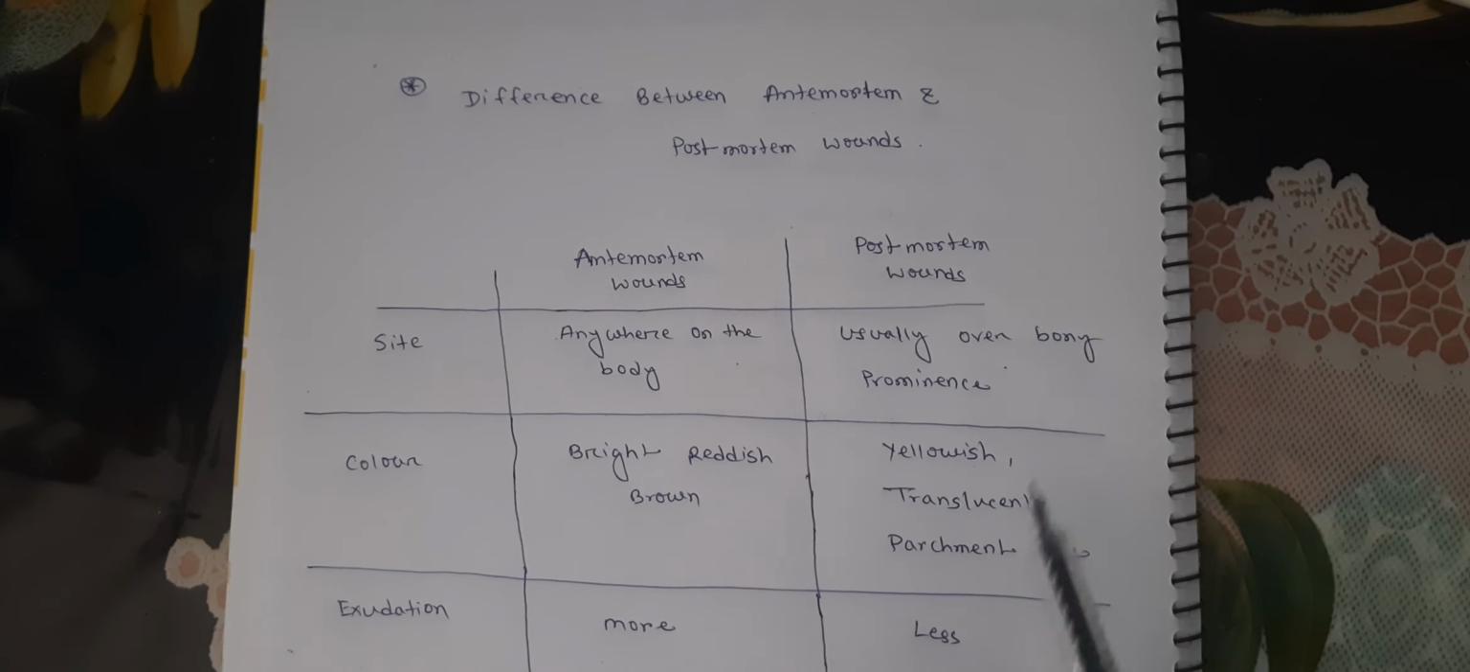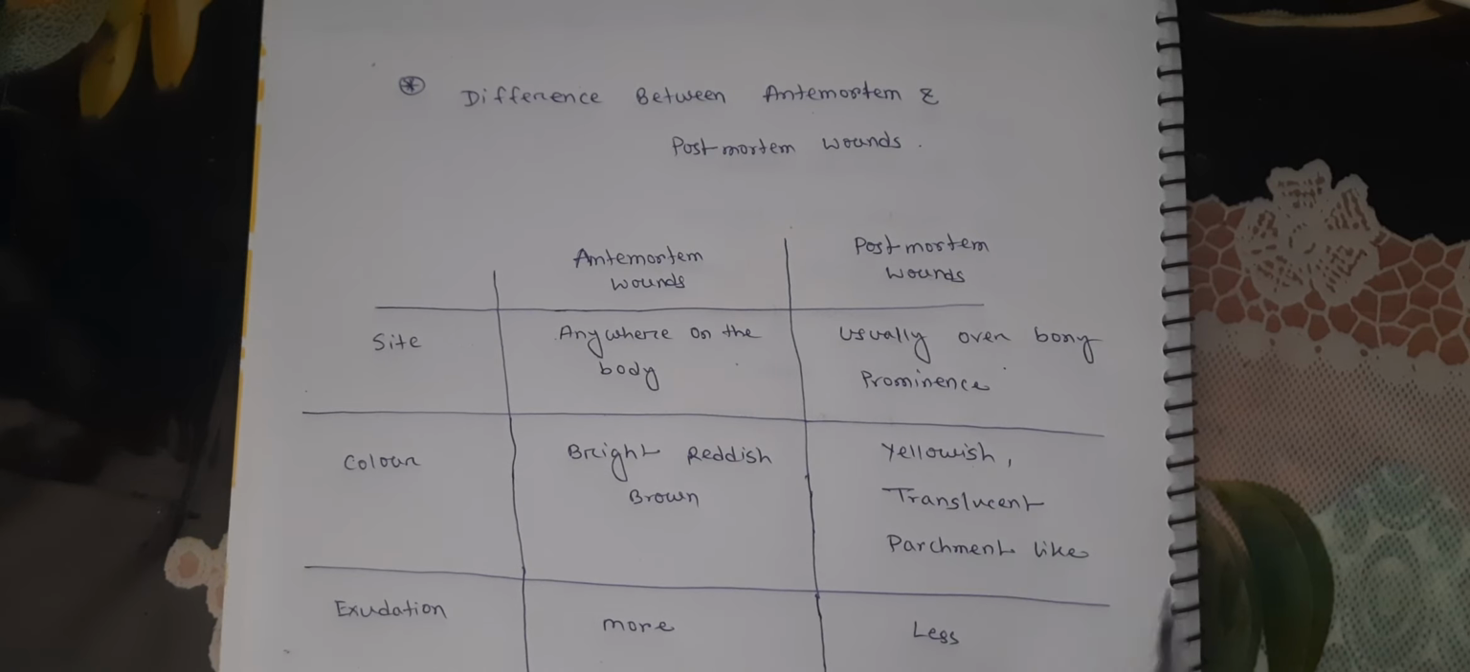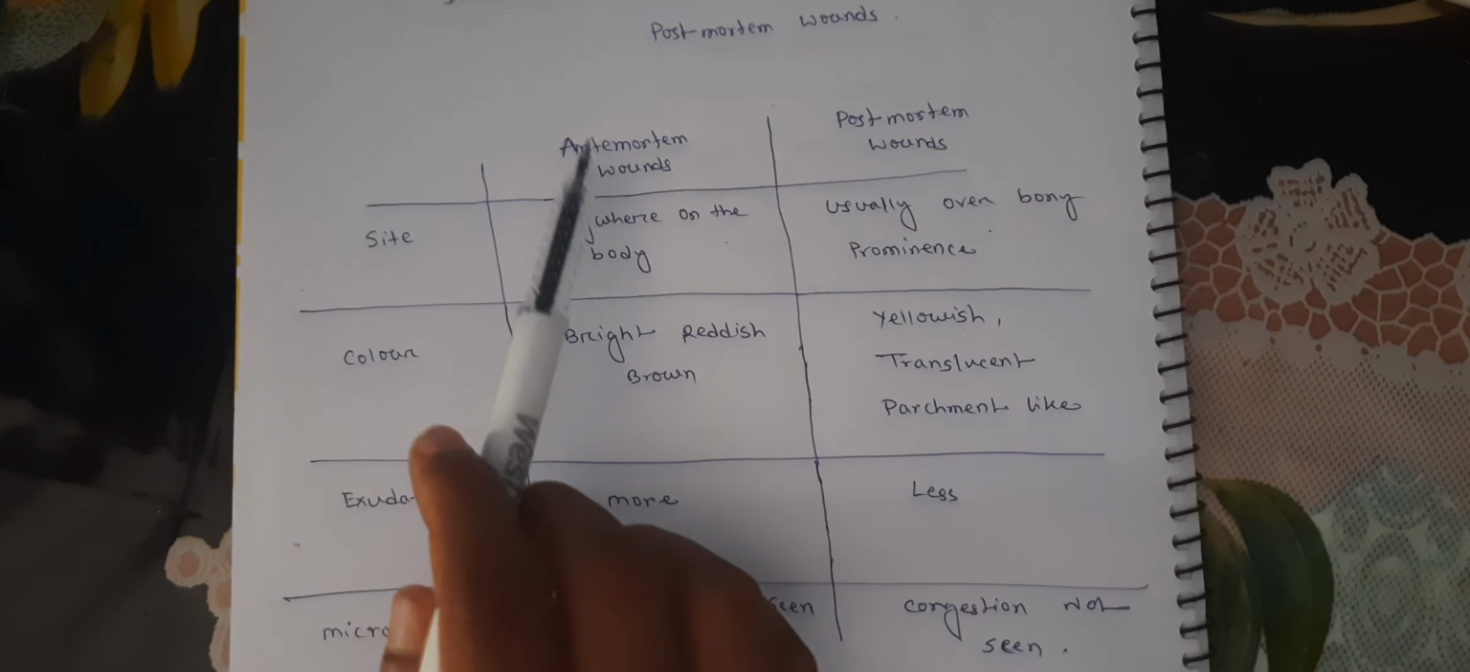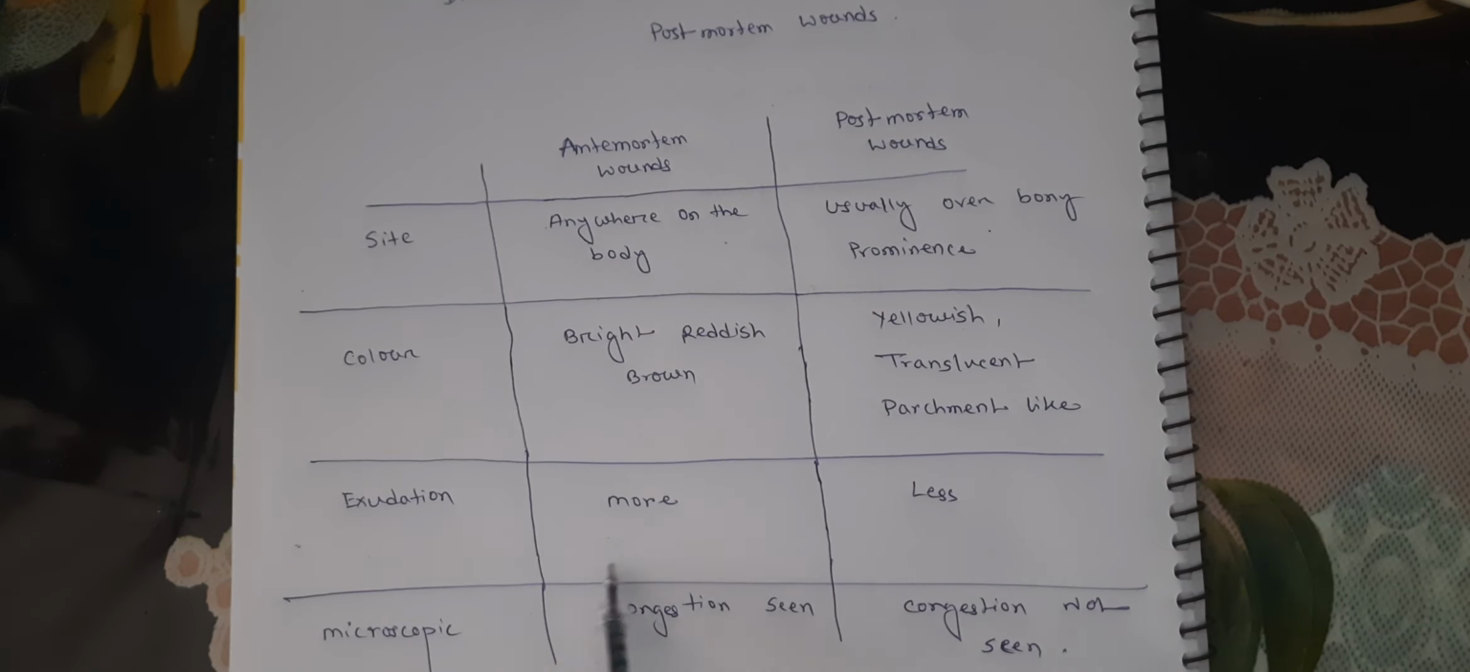Then color. In case of antemortem wound, it is bright reddish brown in color, and in postmortem wound, it is yellowish, translucent and parchment-like in color. Then exudation. Exudation means any secretion coming out from that wound, and in case of antemortem wound, the exudation is more, and in case of postmortem wound, the exudation is less.